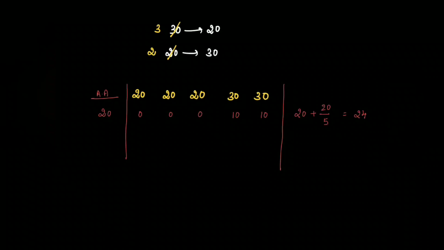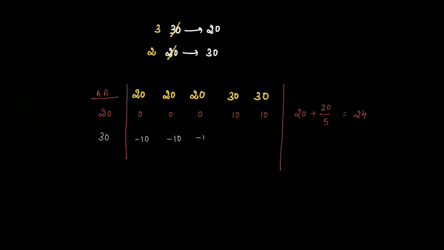There is no mandatory rule that you have to take 20 only. So I am just taking 30. If I take 30, it is minus 10, minus 10, minus 10. Deviation 0, 0 here. So our assumption was 30. Sum of deviations is minus 30 divided by 5. 30 minus 6, again 24.